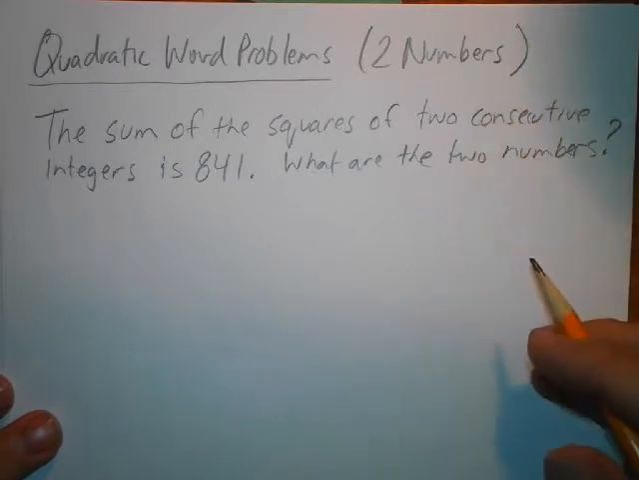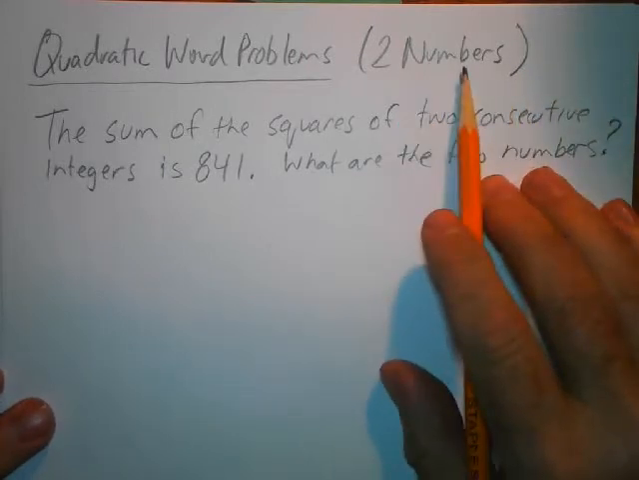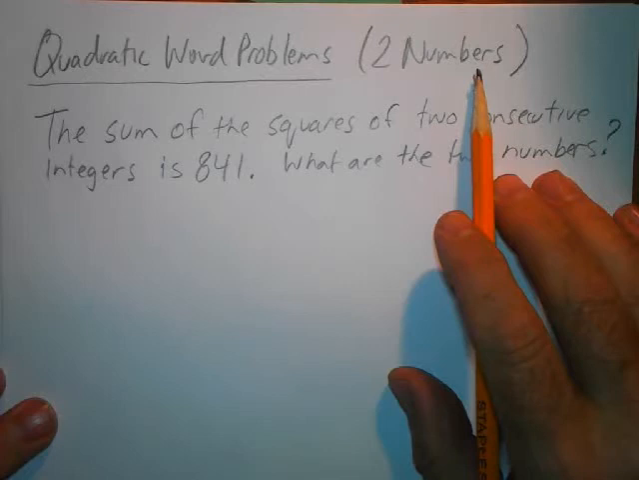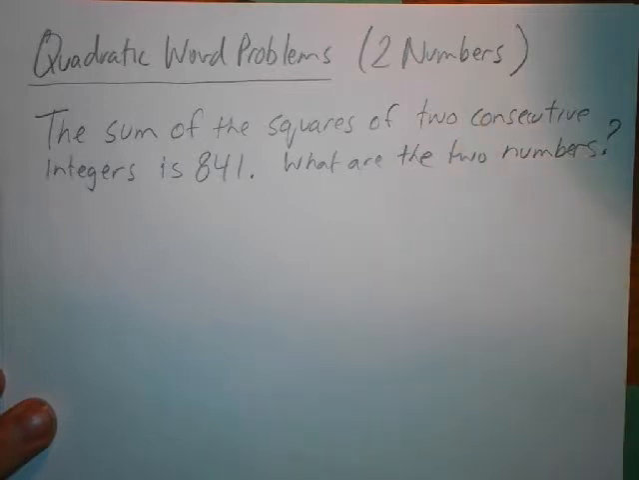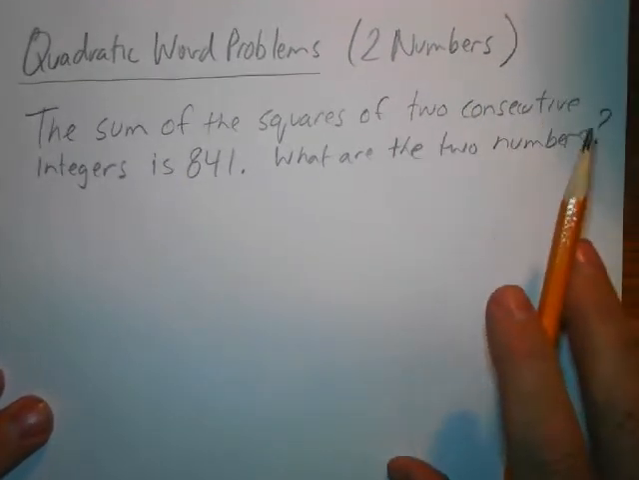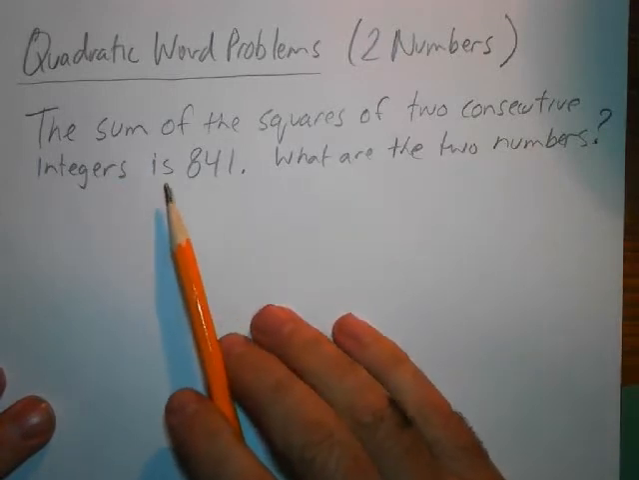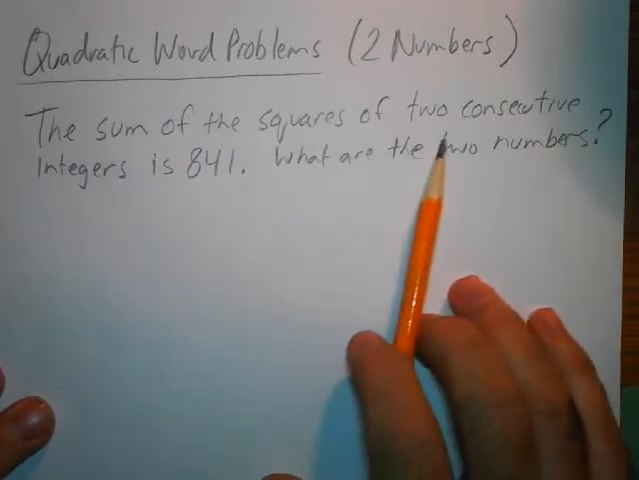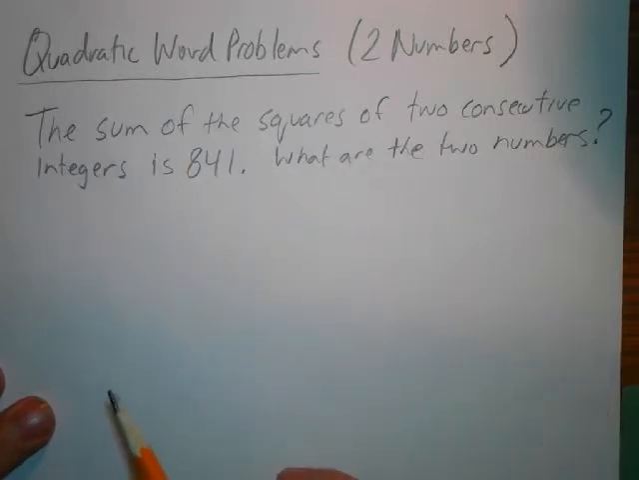Okay, so this first type of problem is, we call it a two-number problem. So basically, you're given some relationship between two numbers, and you'll be asked to find what are those two numbers. Okay, so in this case, the question is pretty short and sweet. Not too much information in terms of equations or numbers. The sum of the squares of two consecutive integers is 841. What are the two numbers?